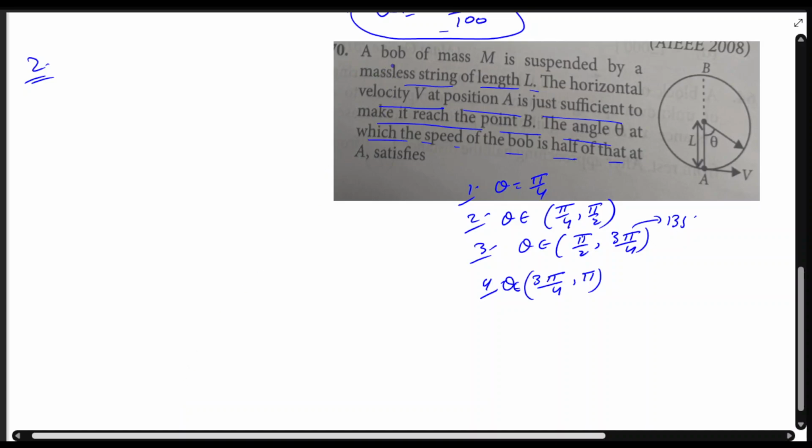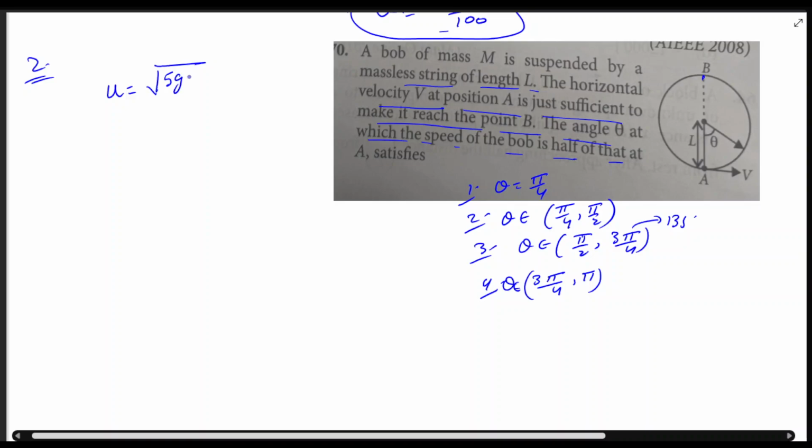Perfect. Now, the one thing that should be clear here is that this particle must be moving in a circular path. So to just reach point B while moving in a circular path, the velocity must be root 5gL, right? Okay, perfect. So we can just use conservation of energy here.